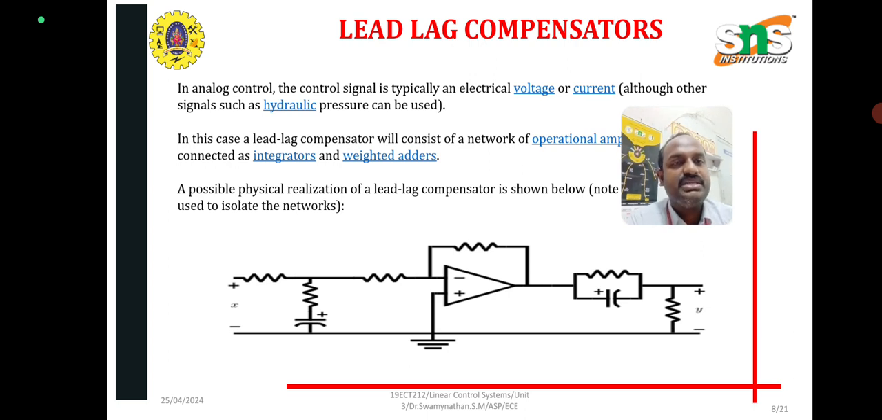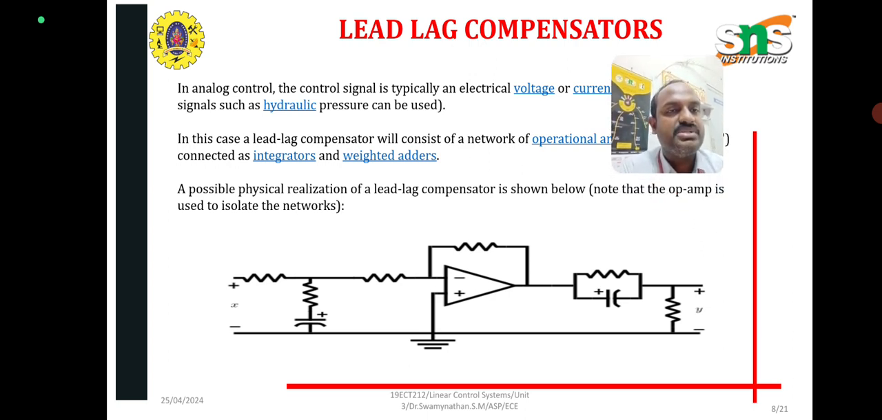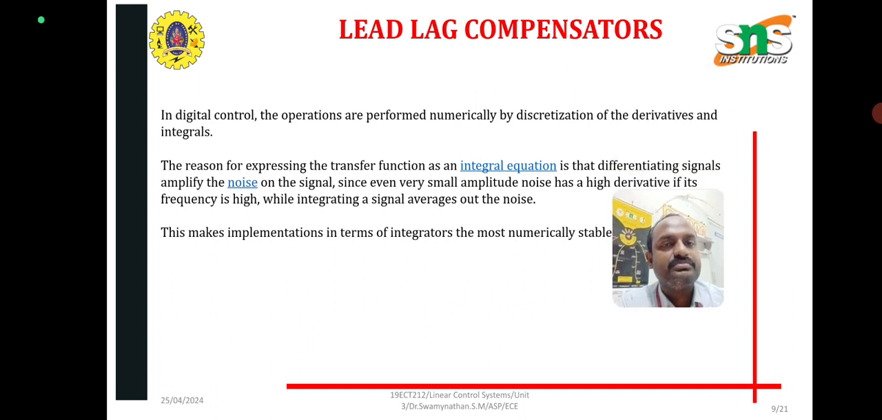A possible physical realization of a lead lag compensator is shown in the figure. Look at this diagram. x is the input and v is the output. Here the op amp's minus is connected and plus is grounded, so this is called an inverting amplifier. Here the resistors are plus and minus. On the left hand side there is a series RC connection, and on the right hand side it is a parallel connection. Again, one feedback path, a resistor feedback path, is given to the op amp.